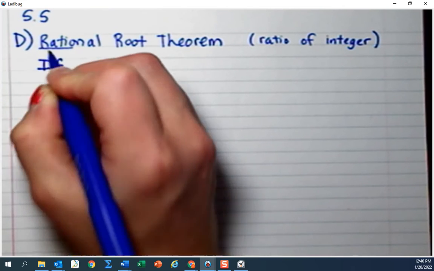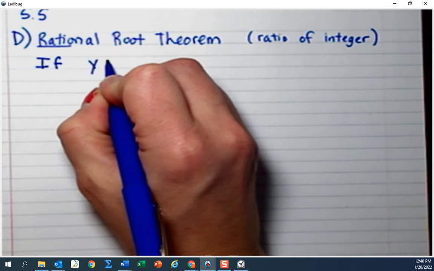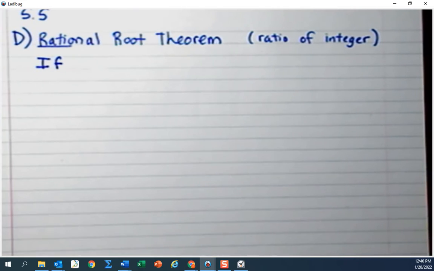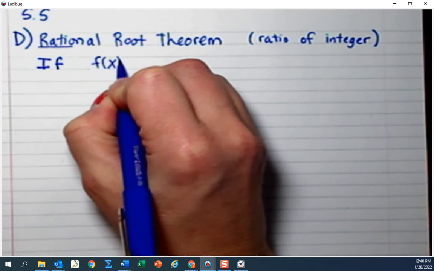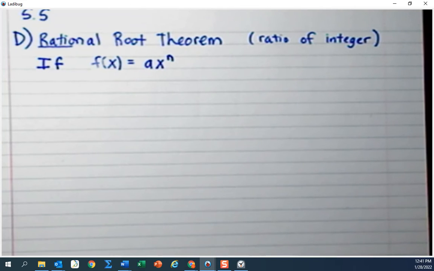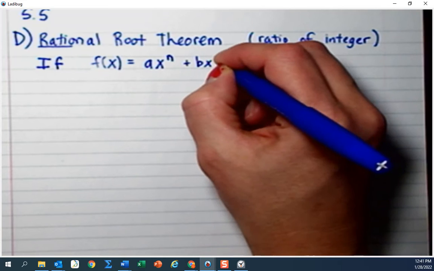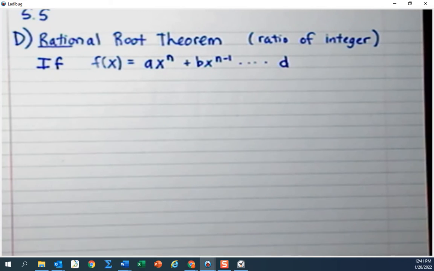Okay, so we're going to write an if-then statement. If we have a polynomial, p of x, f of x, whatever you want to call it. If I have a polynomial in standard form, so that's the leading term, ax to the n plus bx to the n minus 1, dot dot dot, all the way down to the last term. So that's our polynomial in standard form.